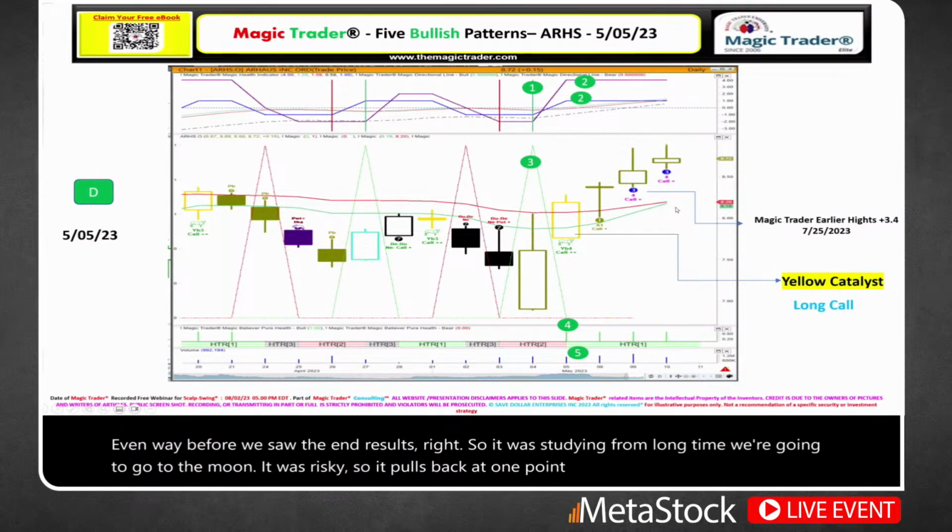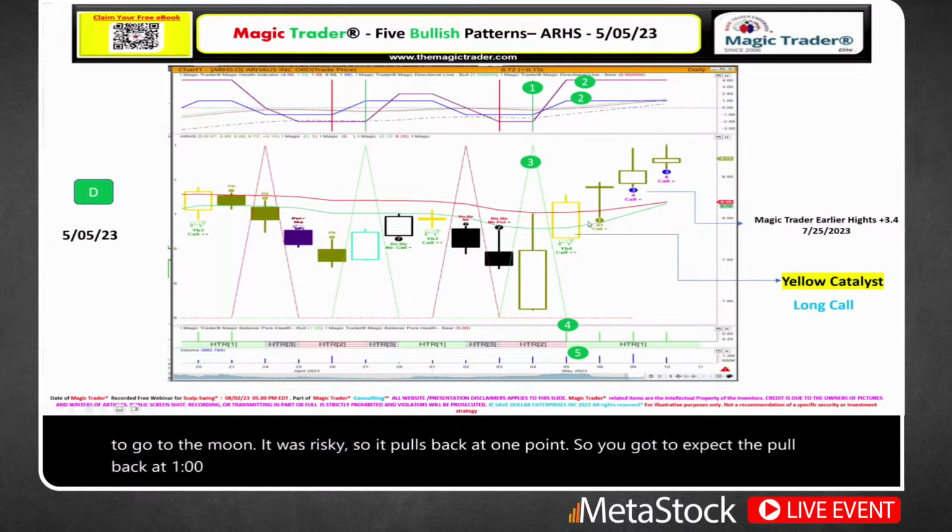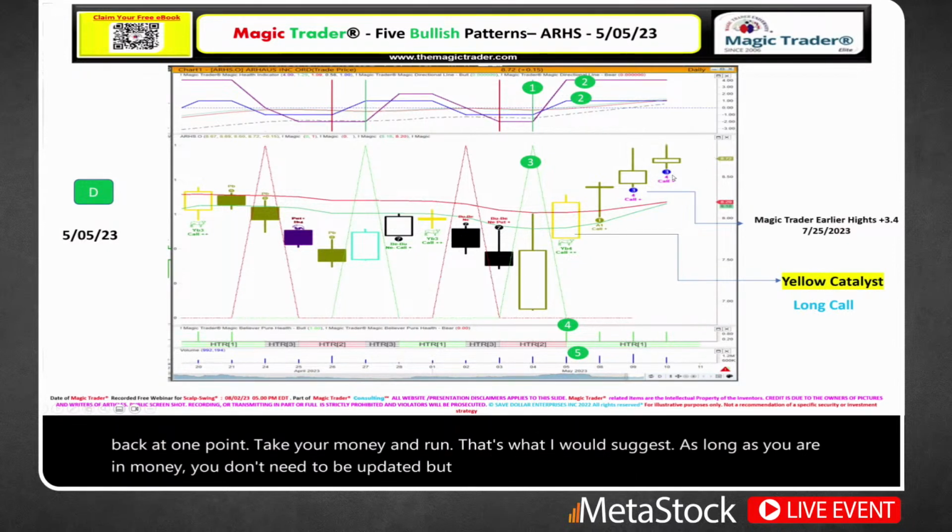So you have to expect a pullback at some point. Take your money and run. That's what I would suggest. As long as you are in the money, you don't need to be a day trader, but take calculated risk. It says the red color, it is away from that, so put a tight stop.